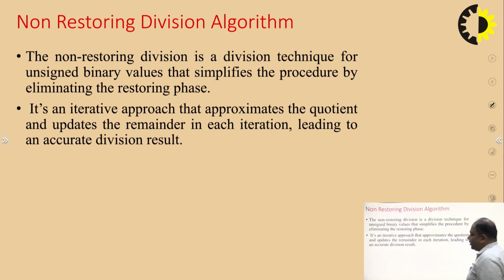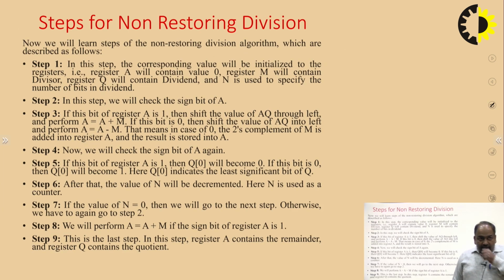So the non-restoring division is a division technique for unsigned binary values, and it is an iterative approach that approximates the quotient and updates the remainder in each iteration. It has 9 steps, and in these steps we come to know how we get our quotient and how we get our remainder.